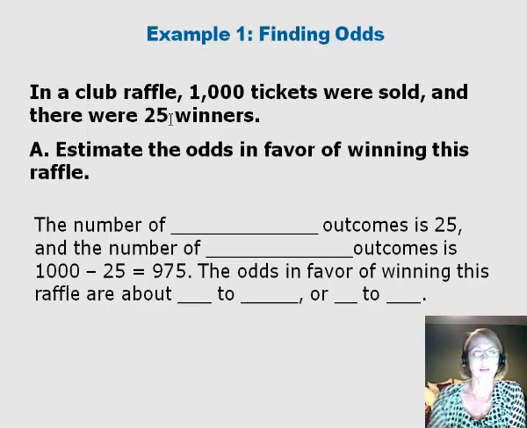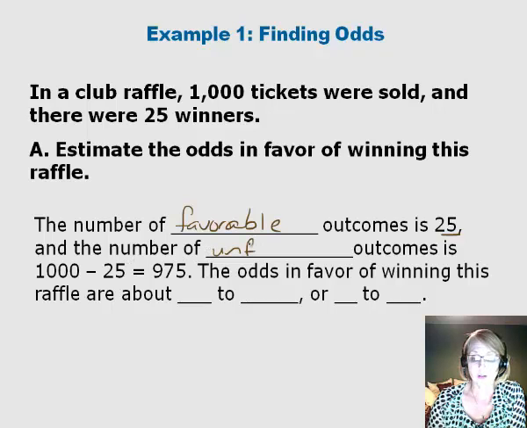Example 1, finding odds. In a club raffle, 1,000 tickets were sold, and there were 25 winners. So to estimate the odds in favor of winning this raffle, we're going to first look at the number of favorable outcomes. The number of favorable outcomes is 25. So the number of unfavorable outcomes is 1,000 minus the 25, total minus what we want, which is going to equal 975.